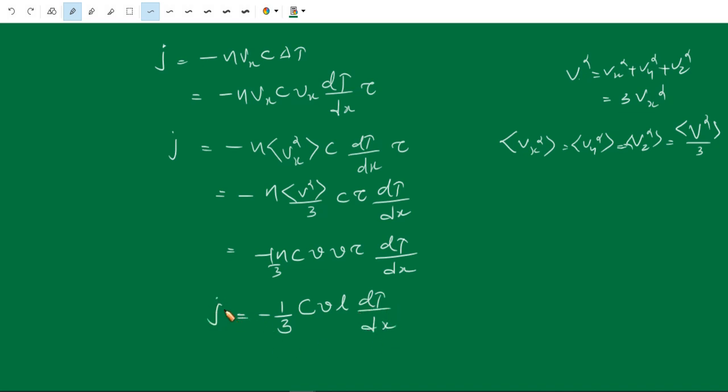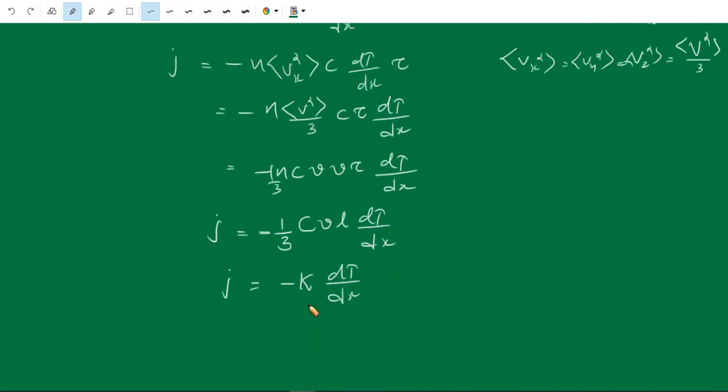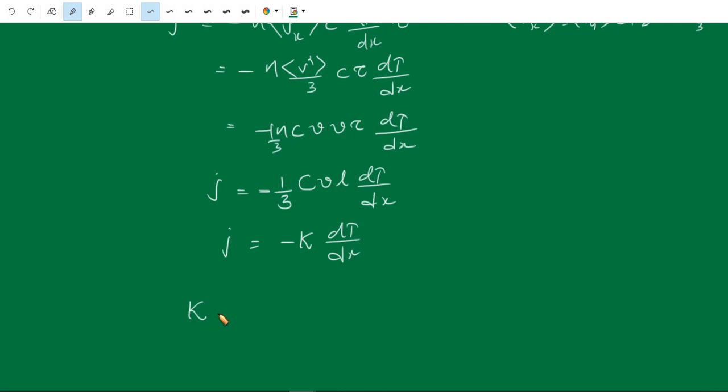Okay, so this is the current density, or the flux of heat energy per unit time per unit area of the rod. So 1 by 3 C V L into dT by dx. We know that J is equal to minus kappa into dT by dx. So from these two equations we can write that the current density is equal to 1/3 of C V into L. Here C is the heat capacity per unit volume of the specimen.